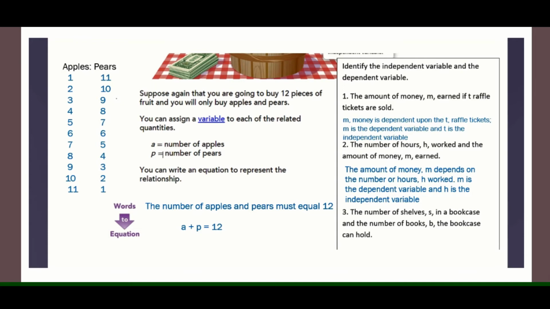All right, number 3, the number of shelves S in the bookcase and the number of books B the bookcase can hold. So this one, if you have more shelves, that means you can house more books. If you have a lower number of shelves, then you're going to have a lower number of books. So the number of books is dependent upon the number of shelves that you have. So we can say books is the dependent variable and the shelves is the independent variable.